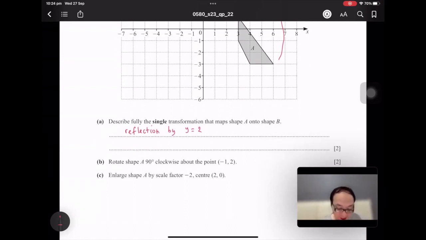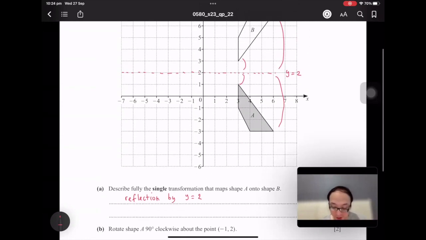Rotate the shape A 90 degrees clockwise about the point (-1, 2). So it's -1 and 2, and this is the point of rotation. Rotate A clockwise 90 degrees. We can calculate the steps and then change the direction of the steps.